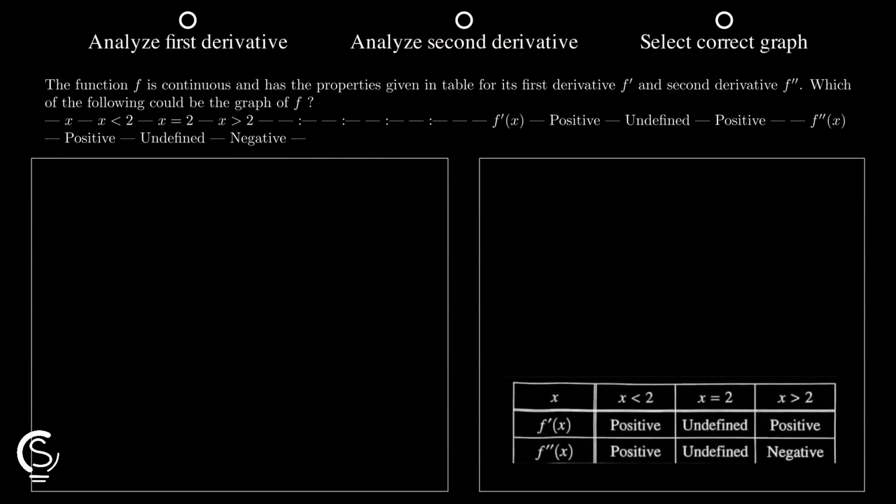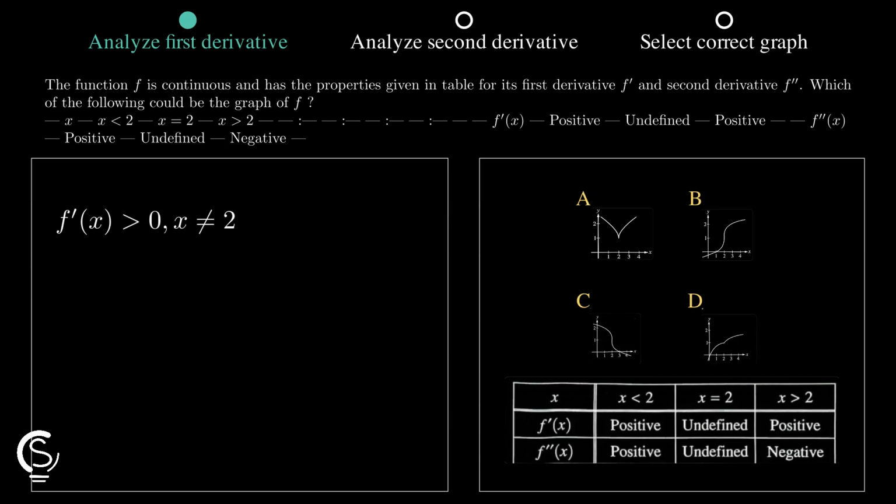First, notice that the first derivative is positive on both sides of x equals 2. This means the function must be strictly increasing throughout the entire domain.